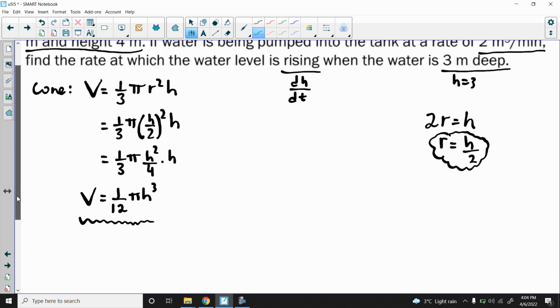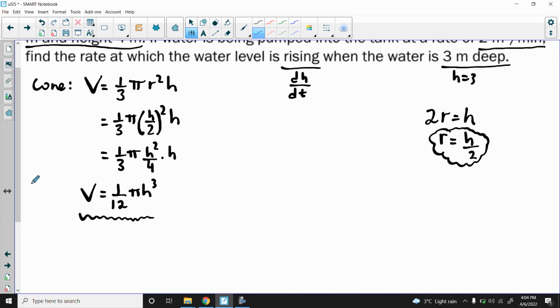So now, the second thing I need to do is take the derivative, like always. Once I have my equation worked down such that I have only one variable on both sides, then I can go ahead and do that. So the derivative of v is dv over dt.